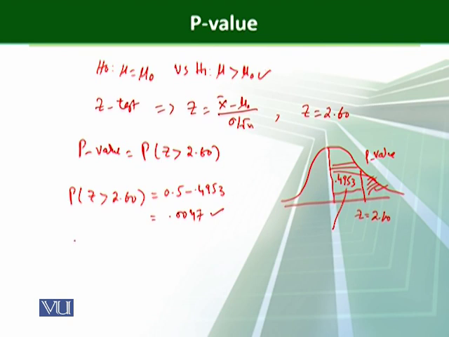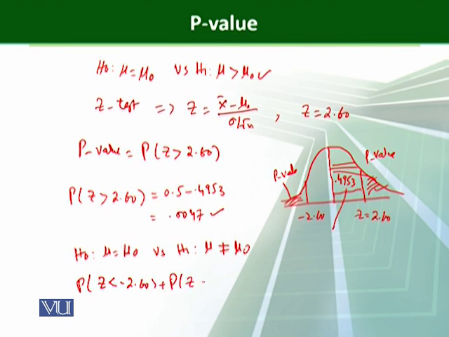Now suppose I state another scenario. Let's say you have the null hypothesis mu is equal to mu naught versus the alternative mu is not equal to mu naught. In this case you have two sides: this value, minus 2.60, is also part of your P-value. So your P-value will be the probability Z is less than minus 2.60 plus the probability Z is greater than 2.60. Since it is a normal distribution, the area under minus 2.60 is the same as under 2.60. So basically that is 2 multiplied by 0.0047, which is equal to 0.0094. So this is the P-value against the alternative hypothesis when mu is not equal to mu naught.